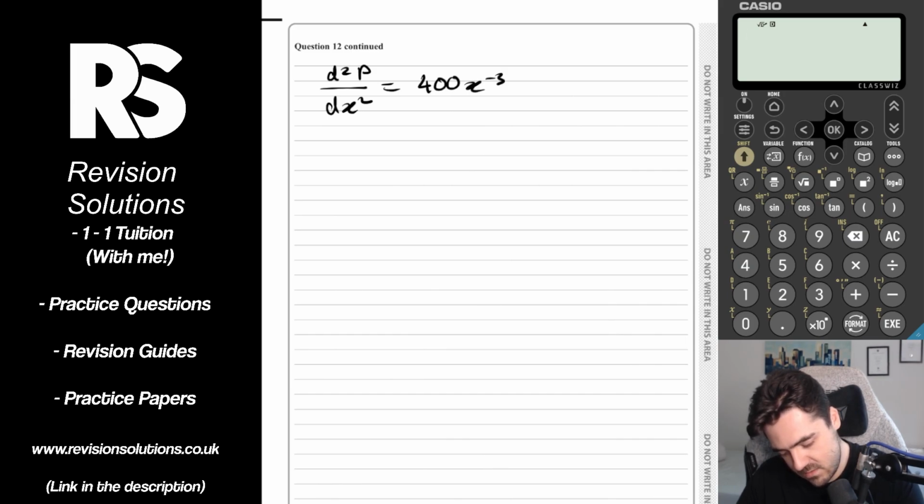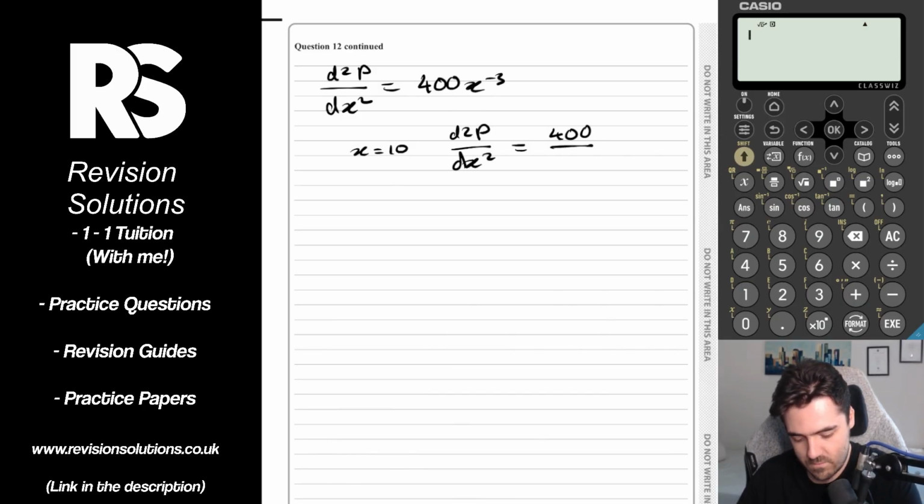And then we're interested in when x equals 10. So then our second derivative would be 400 over 10 cubed, which I don't really care about the value. All I care about is the fact that it's positive, because that means there's a minimum at x equals 10.